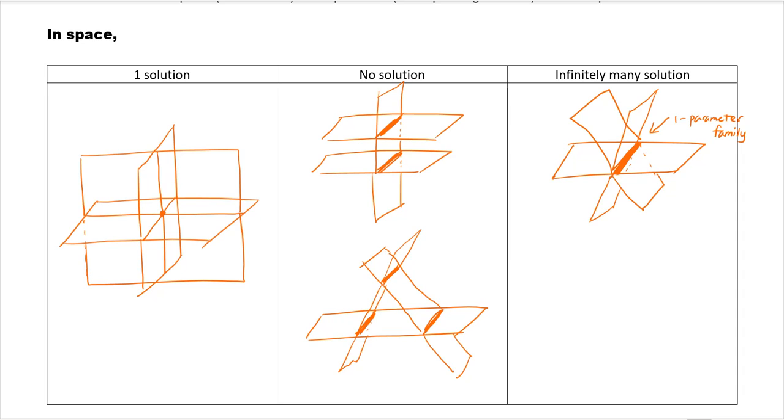And then in the next picture, we can actually have all three planes be the same plane. All three planes coincide to be the same plane. Then the intersection is this plane, right? So that's why this is a two parameter family, because this is two dimensional.